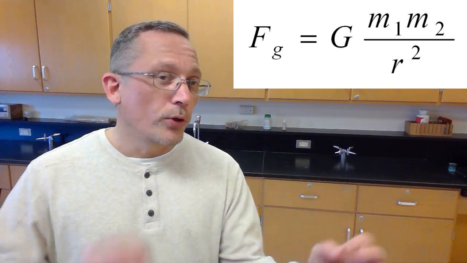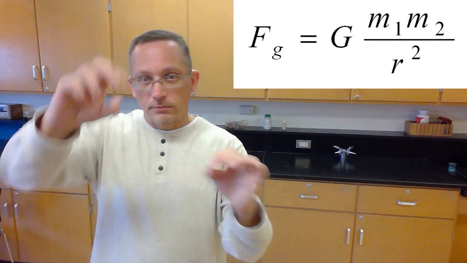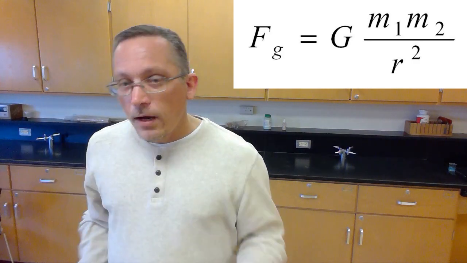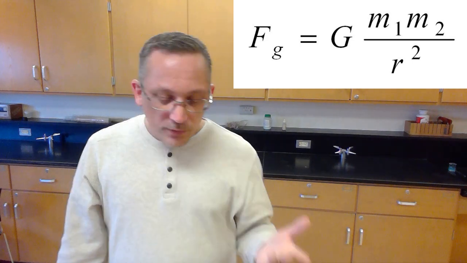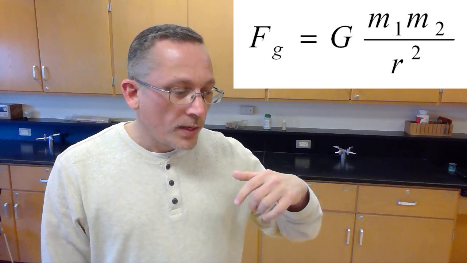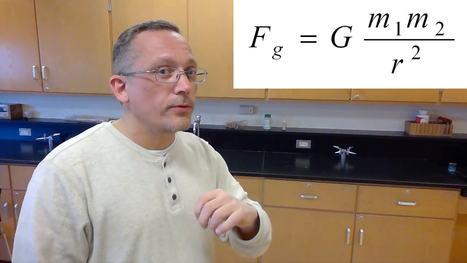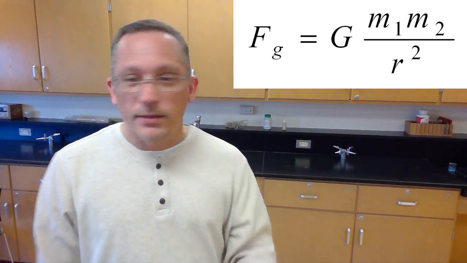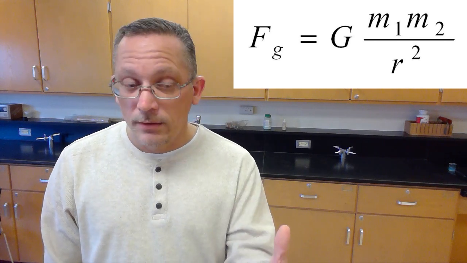And this becomes very important when we start talking about planets. r is the distance between the centers of the two objects. Sometimes people get confused, especially when we're talking about planets. They'll measure a distance from the surface of the planet, but that's not what this is. This is the distance from the center of the planet.